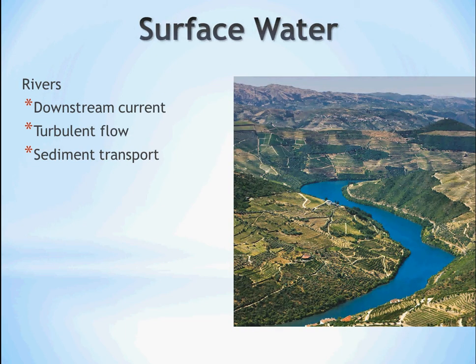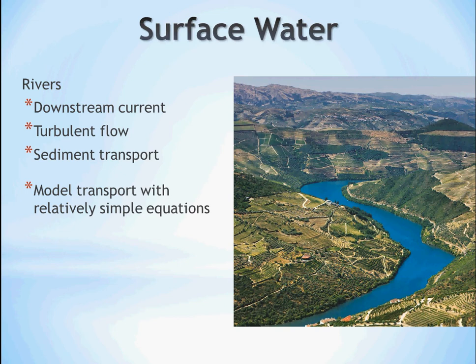Okay, so first we're going to talk about rivers. The defining characteristics of rivers are that there is a downstream current, they have turbulent flow, and a big part of pollution transport can involve sediment transport. So a lot of the modeling and prediction that we'll do deals with relatively simple equations for predicting where pollution moves and how it moves through a river. This is one of the only surface water types that we can use relatively simple equations for, so we're going to spend more time talking about rivers than other types of surface water.